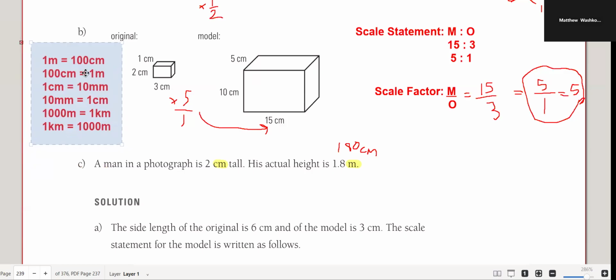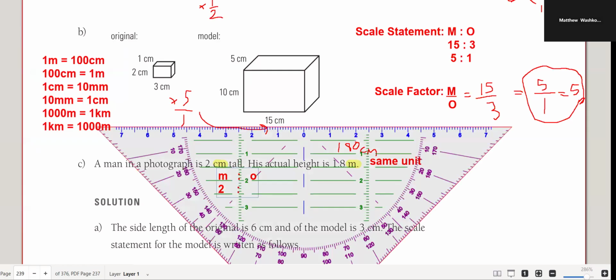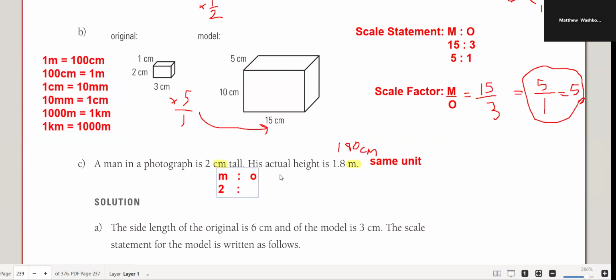Very important, because you need to have things in the same unit. And now they are. Now they're both centimeters, right? So let's think about this. It's always model to original. My model is 2. So in the photograph, if I take a literal ruler and I measure how big he is, it's 2 centimeters. But I know that the guy's actually 1.8 meters or 180 centimeters tall. So it's a 2 to 180 ratio here.